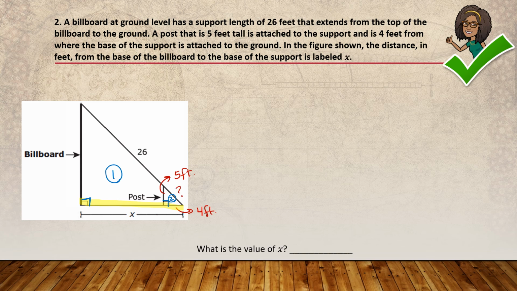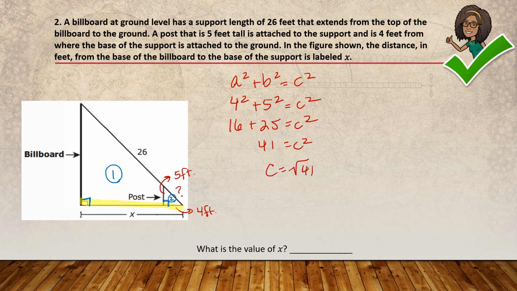Well, since it's a right triangle, we know to find missing sides of right triangles, we use the Pythagorean theorem. So I have 2 legs, so 4 squared plus 5 squared, and I'm needing to find that hypotenuse. So I have 16 plus 25 equals c squared. That's 41 equals c squared. So that gives me the square root of 41. And that means c is approximately 6.4, when I take the square root of 41.